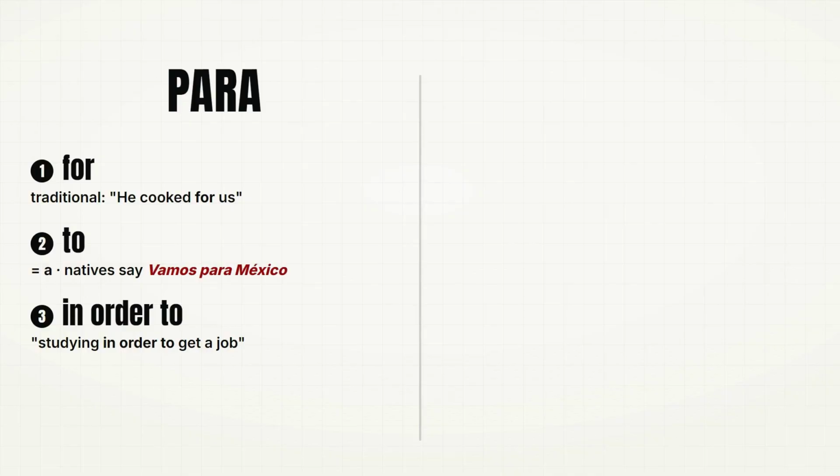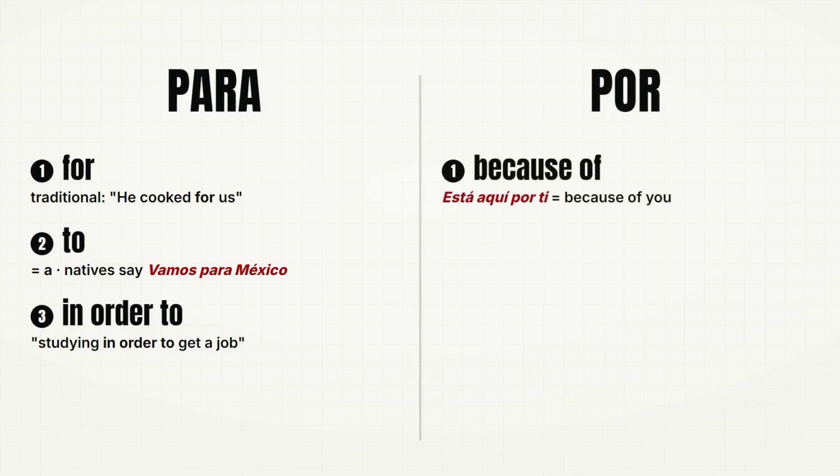Okay, now por, the first meaning of por is not for. So I don't want you to think about por as for, okay? Por means because of, okay? This is why you have words like por qué, right? So if you said he's here because of you, está aquí por ti, that would mean he's here because of you, right? You are the reason he is here. Whereas if you said está aquí para ti, then it would mean he's here for you, like he's here for you, okay?